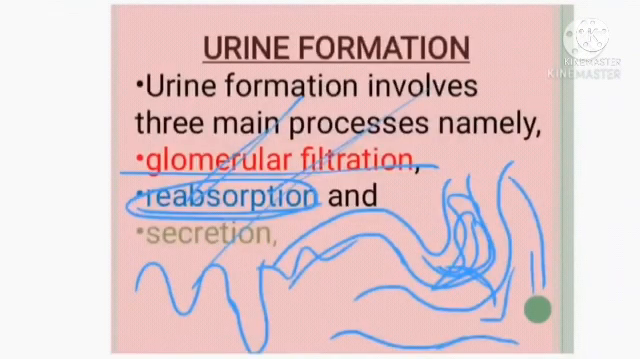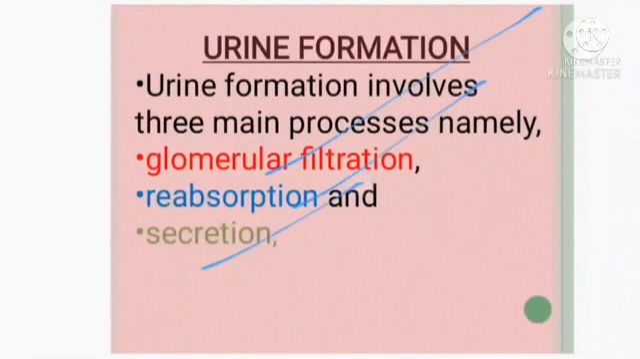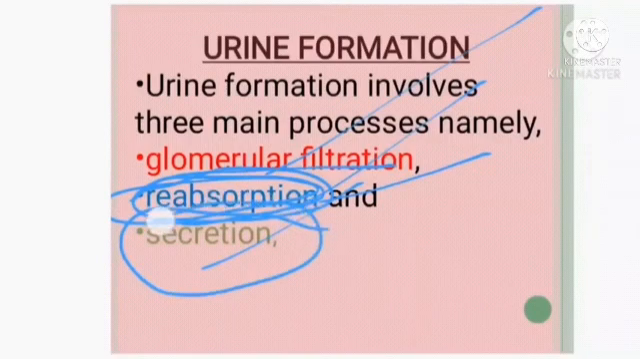I repeat, in urine formation there are three processes: glomerular filtration, reabsorption, and secretion. All things are filtered. From the filtered, good things are reabsorbed. Needed things are reabsorbed. In order to reabsorb that, something has to be secreted and given, so that only then can they take the things which are needed. So that part we call the secretion.